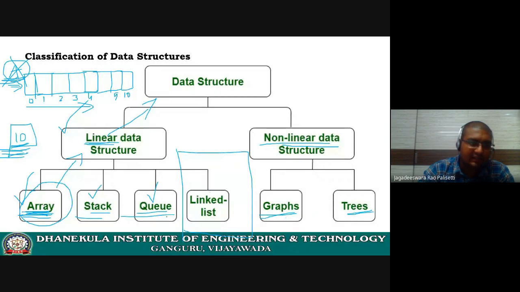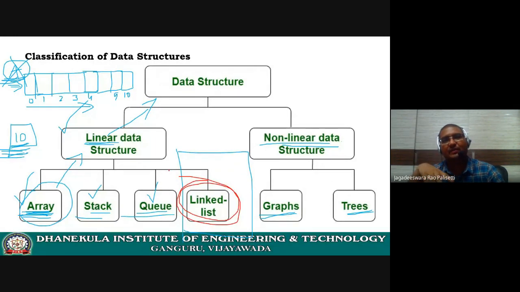Now come to the most tricky data structure, which is the linked list. Here, the linked list will act as both linear and non-linear. At the time of allocating memory for storing the data, it will act as non-linear. But at the time of accessing the data from the computer memory, it will act as linear.